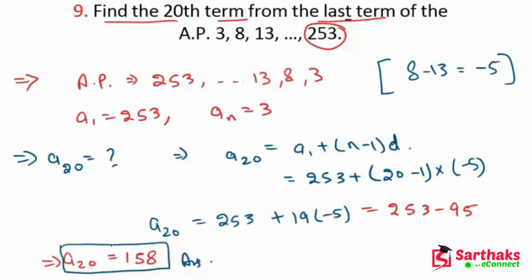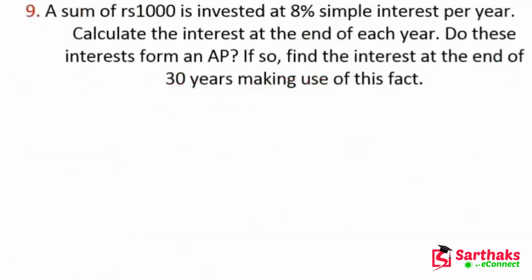Okay, my dear friends, I hope you get this point. So now let's move on. Question number 9: a sum of rupees 1000 is invested at 8% simple interest per year. Calculate the interest at the end of each year. Do these interests form an AP? If so, find the interest at the end of 30 years making use of this fact. This is a very easy question. First of all, we have to frame it.